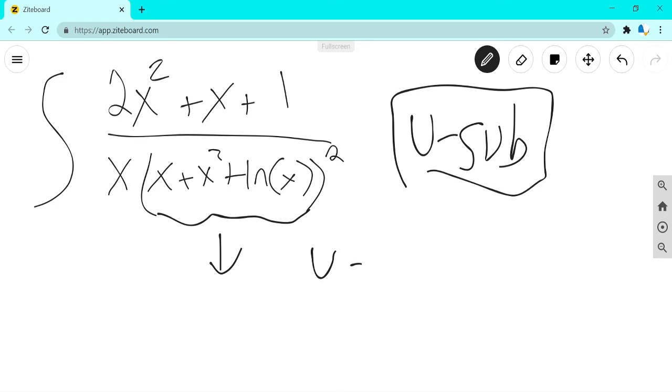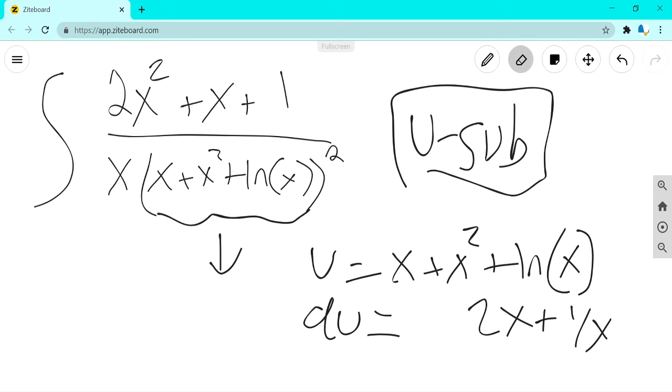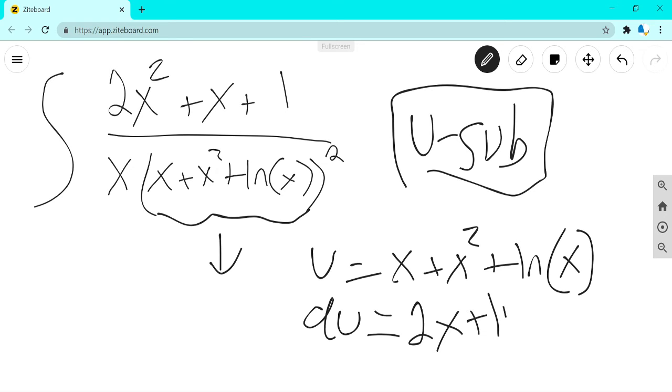So if we set u equal to x + x² + ln x, then du is equal to, well, we can find the derivative of each term. It's going to be 1 + 2x + 1/x. But I'm just going to write it in degree order: 2x + 1 + 1/x, and then dx.